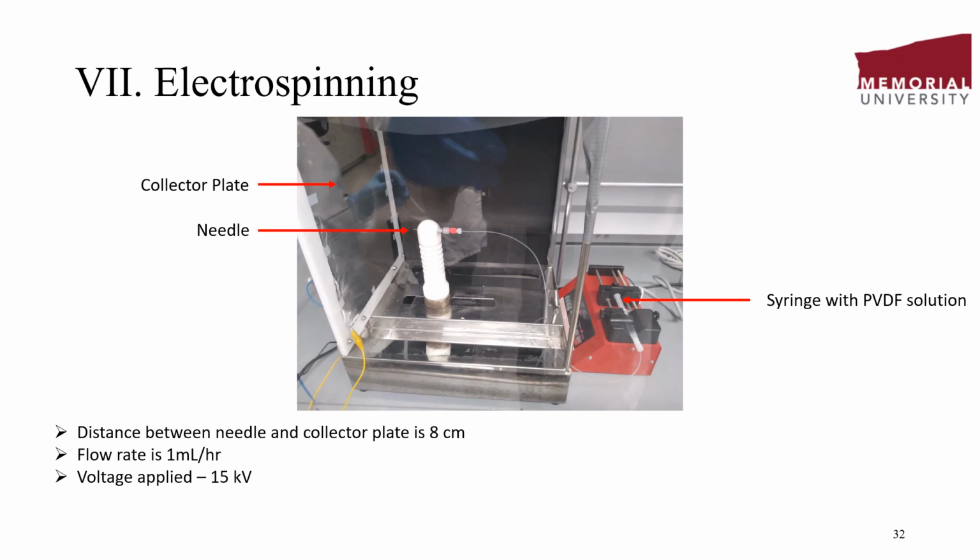The electrospinning machine was set up for the experiment. The PVDF solution was inserted into the syringe. The aluminum foil was installed at the collector plate side. Then the distance between the collector plate and the needle was adjusted to around 8 cm. On the syringe side, the flow rate was adjusted to around 1 ml per hour. The voltage applied was around 15 kilovolts.